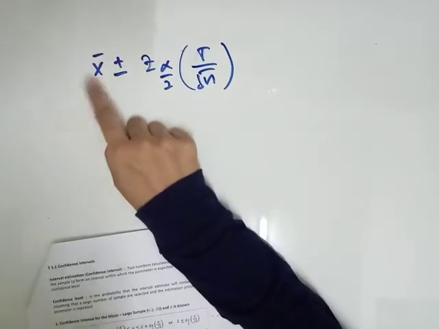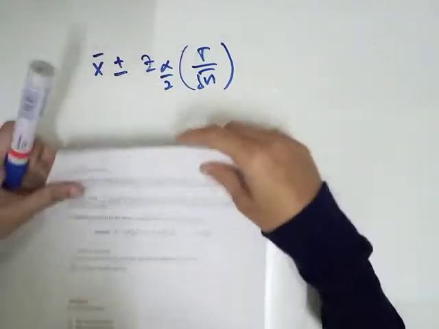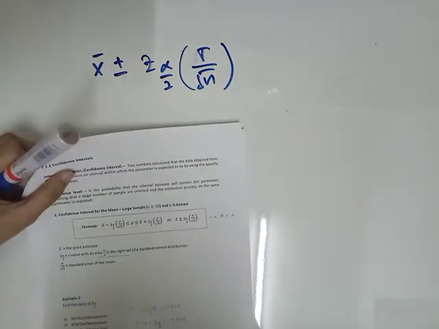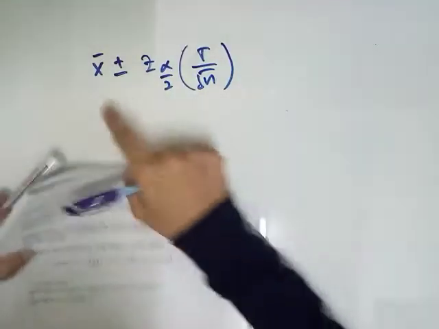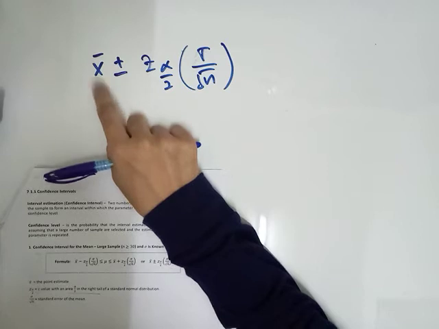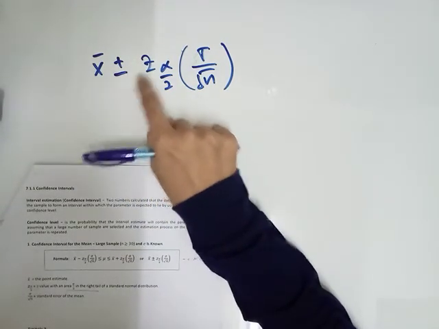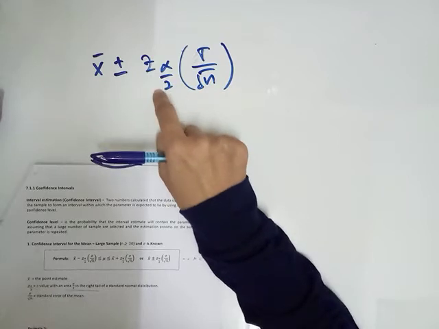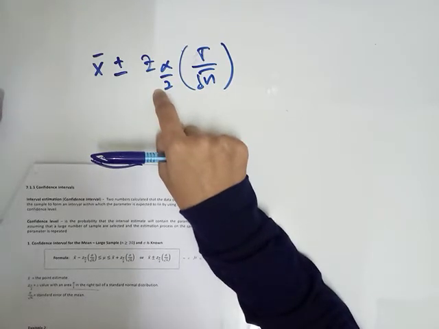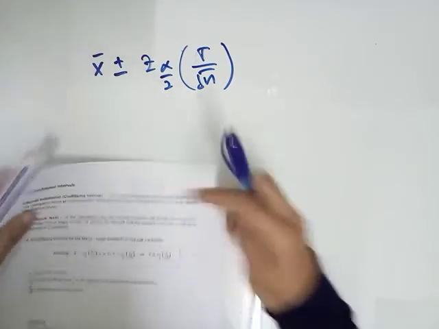Okay, what is x bar? X bar is the sample mean. We call it the point estimation, the sample mean there. And then plus minus times z alpha over 2. For z alpha over 2, that means we need to find the z value. Look at your notes here.